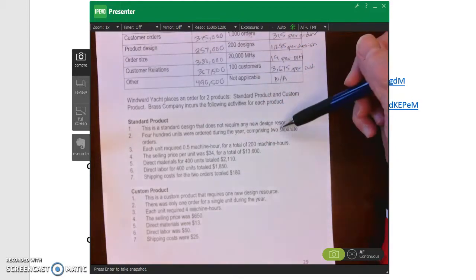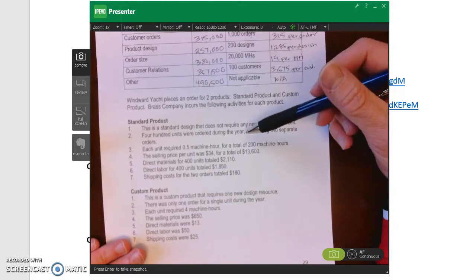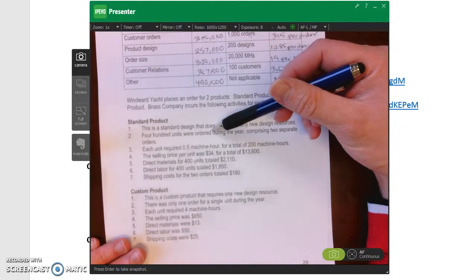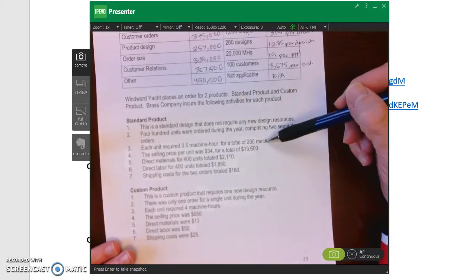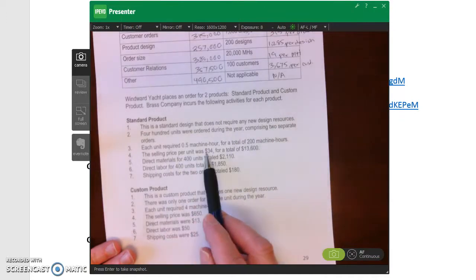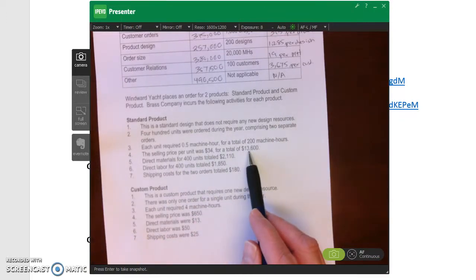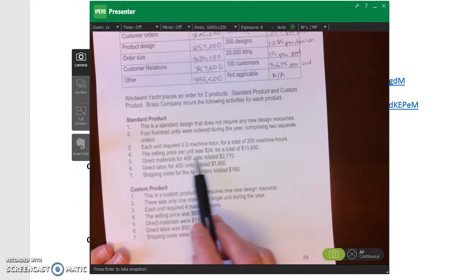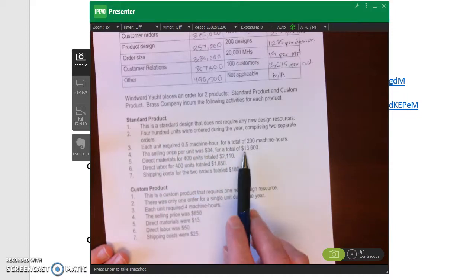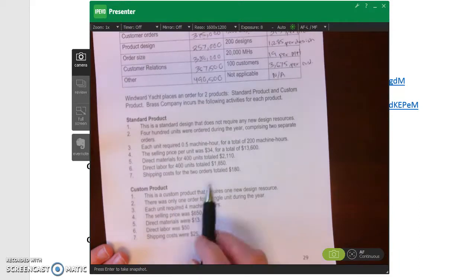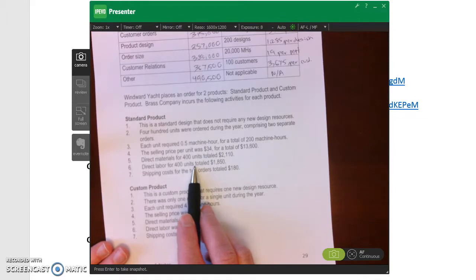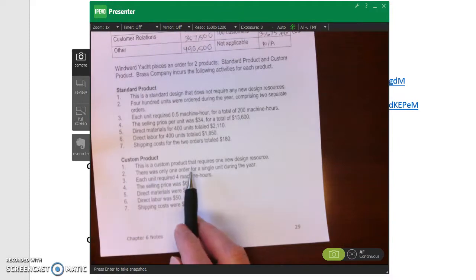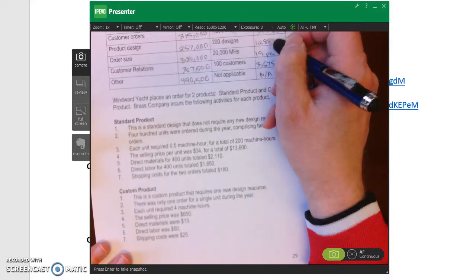400 units were ordered, but that was two separate orders. So two separate orders for 400 total units, okay? Each unit required 0.05 machine hours for a total of 200 machine hours, okay? The selling price per unit was 34 for a total price of 34 times the total units of the 400 gives us the 13,600. Direct materials for the 400 units, total 2,110. Direct labor for the 400 units was 1,850. Shipping cost was 180. On the custom side, we have a custom product that does require one new design resource.